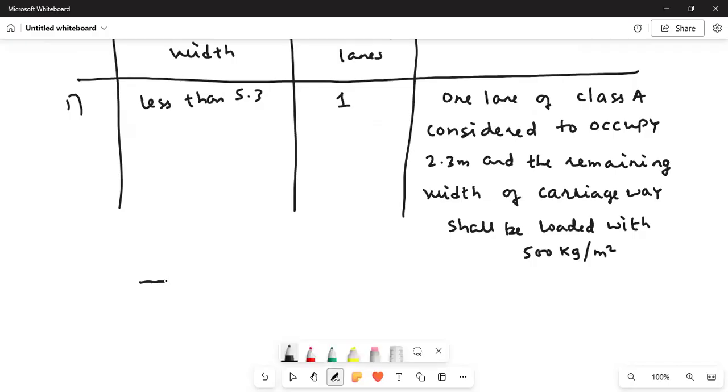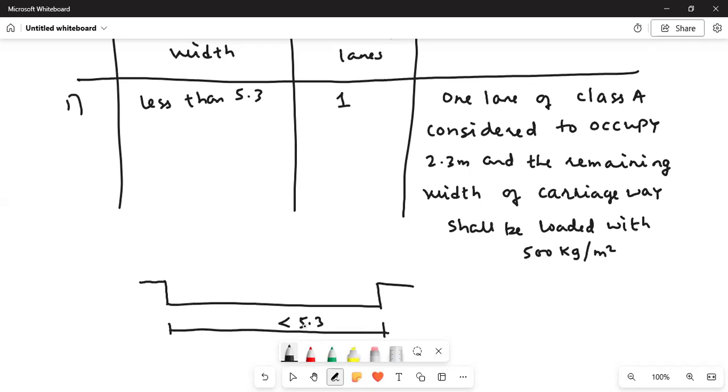This is how the bridge is. This is your bridge, the cross section of the bridge. This is the footpath that you have on either side. And this width of the carriageway is less than 5.3 meter. So in that case, how are you putting the load? Here you will put one lane of class A, only one vehicle of class A. And we have seen the clearance, this is 150 mm. The width of the tire, we will see, the center distance is 1.8 meter. So this is how you will put the load.